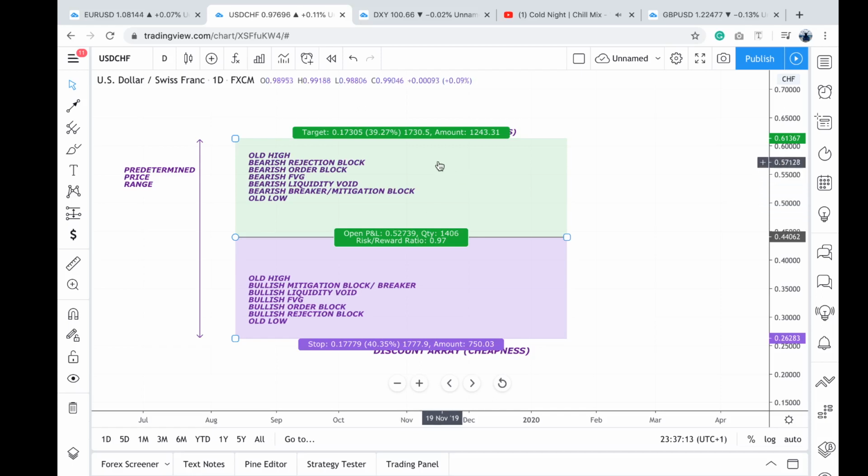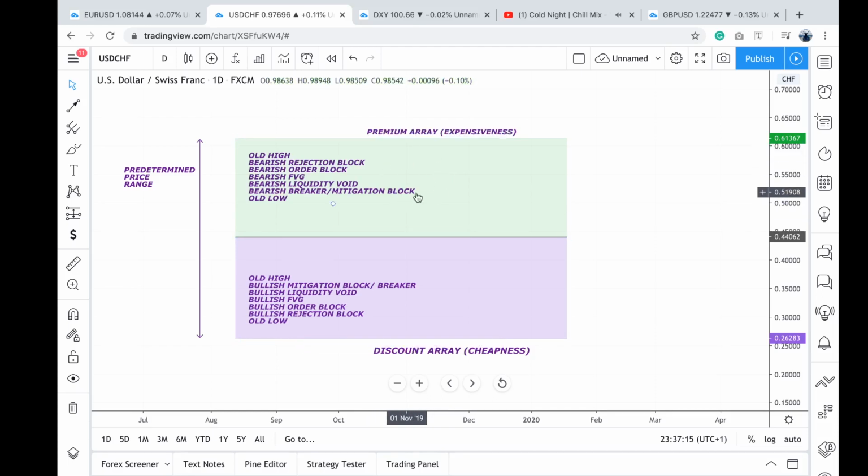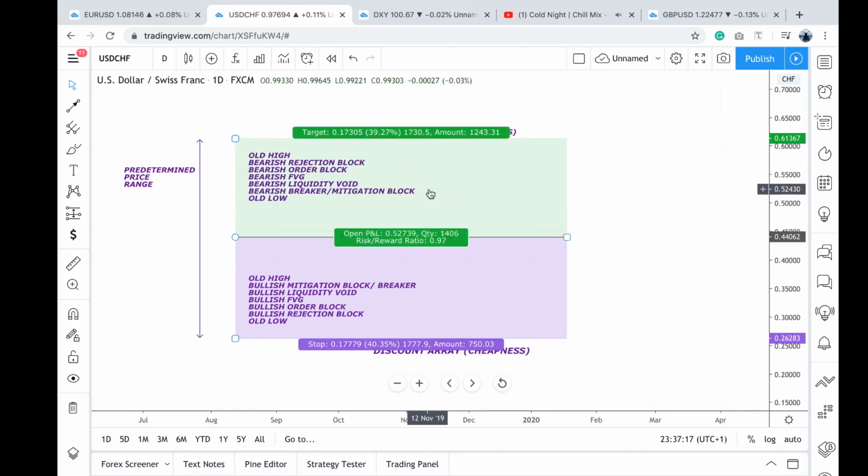And then once they sell at a premium array, this is where you then use the idea of PDRs. You can use a discount array as potential targets. So the good thing about PDRs is you can use them as entry levels. You could also use them as target levels.